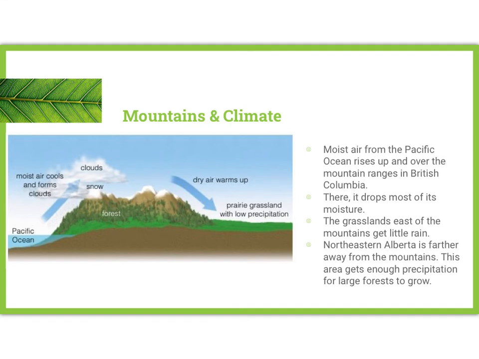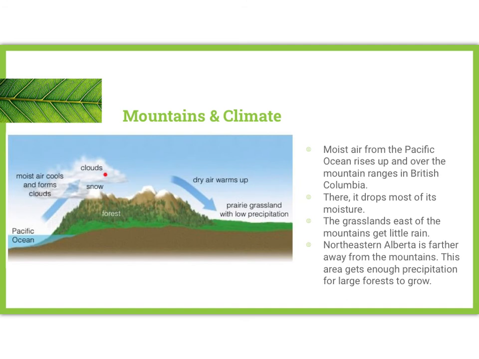Mountains have an effect on our climate as well. Moist air from the Pacific Ocean rises up and over the British Columbia Mountains. So water from our west coast in our ocean evaporates and forms clouds. As these clouds travel across the mountains, they drop their moisture. It cools over the mountains because of their altitude and falls as snow.